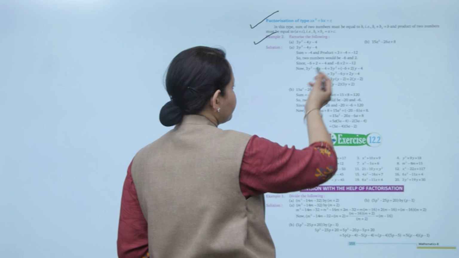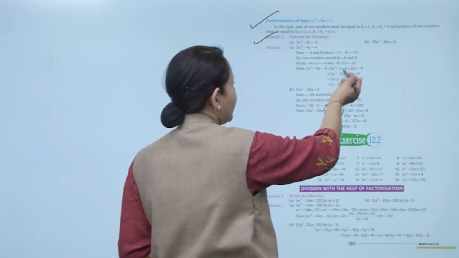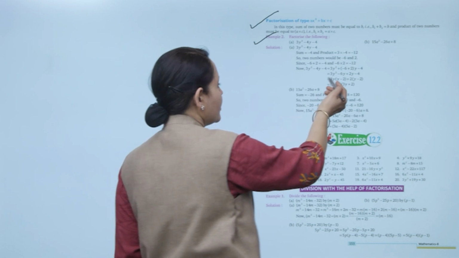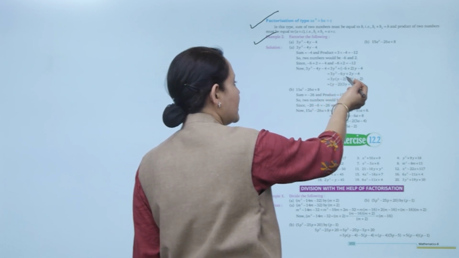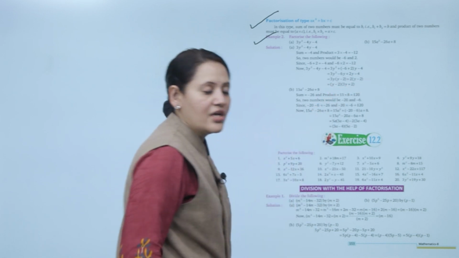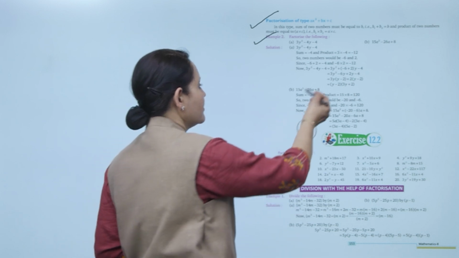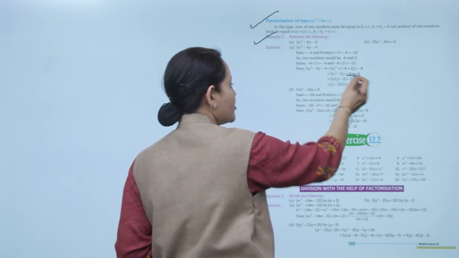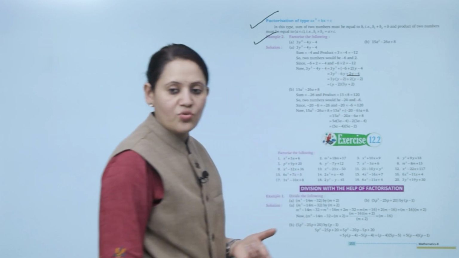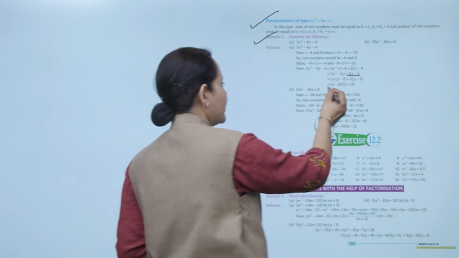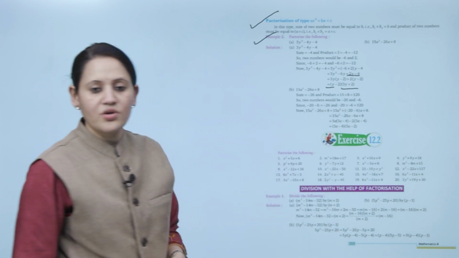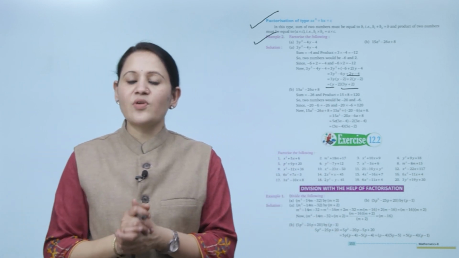3y square plus -6y plus 2y -4. So this becomes 3y square minus 6y plus 2y -4. Now I'll take the common factor. 3y into y minus 2 plus 2 into y minus 2, so y minus 2 is common in both. So the common factor is y minus 2 and the other factor is 3y plus 2. Clear?